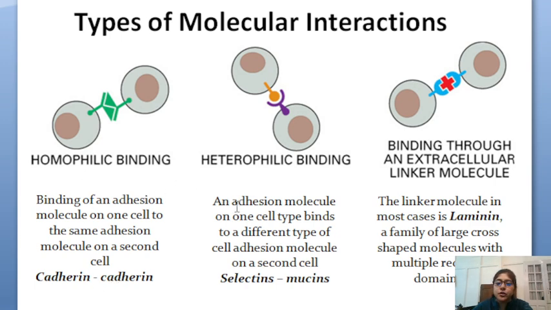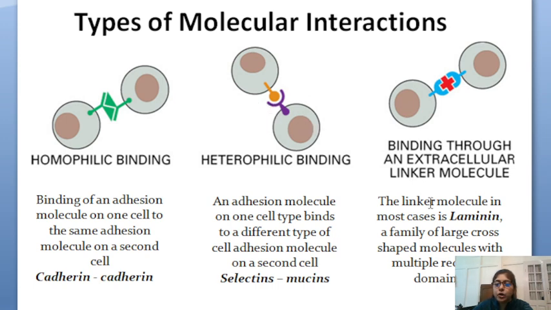If a cell adhesion molecule of one type present on one cell interacts with another type of cell adhesion molecule present on the second cell, that will be heterophilic binding. So here the cell adhesion molecules are not similar, but they can interact.